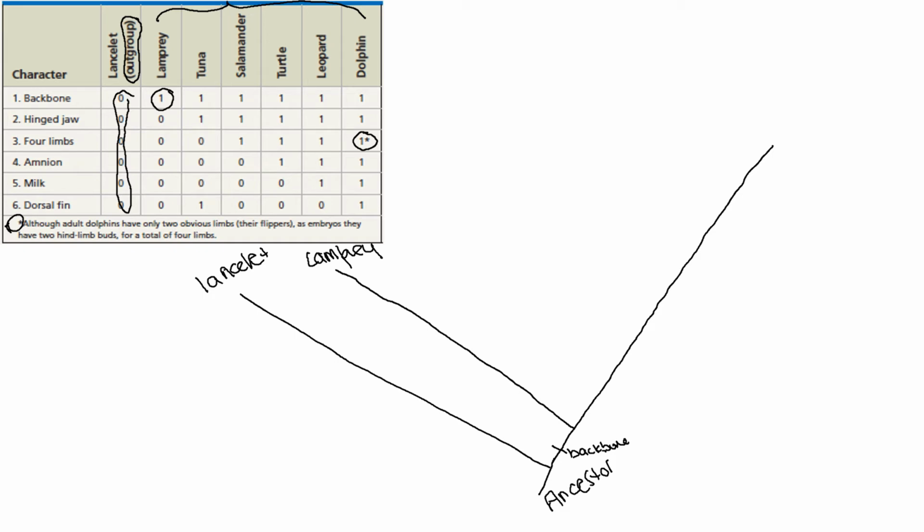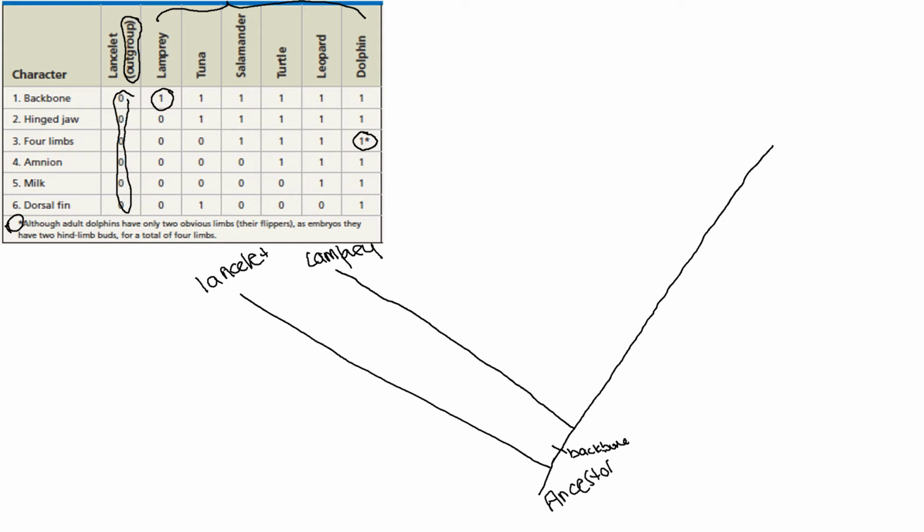We have lamprey on our tree, and we're going to start moving the same way. So basically, you're going to use the same idea as we did before. Now we have the lamprey on there, and then we have tuna, which has 2 additional traits. And then we have salamander, which has 2 additional, plus this one down here. And then the dolphin, which has the 3 additional traits.